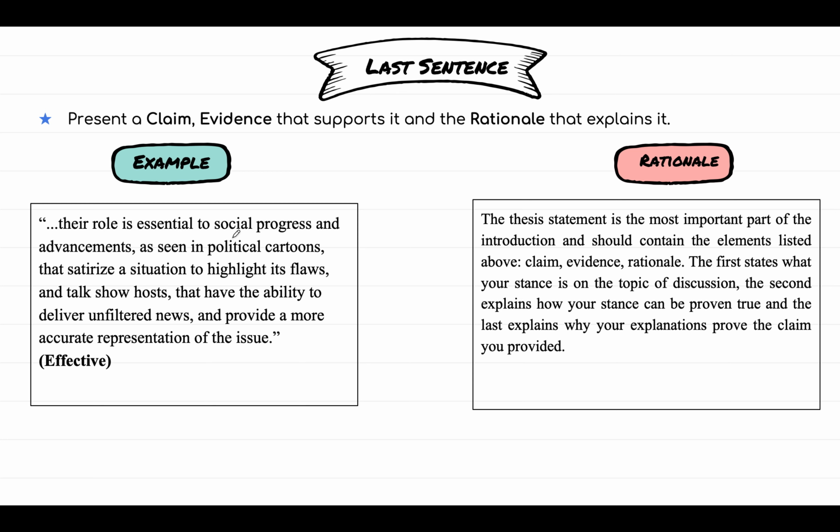Okay, that's the claim. Right. Why or how? Well, I'm going to say it in political cartoons. All right, I guess you're going to tell me examples and the bodies. And what else? Talk show hosts. Okay, that's the how. And why is it that political cartoons and talk show hosts? Well, the political cartoons satirize the situation to highlight its flaws. Okay, how about talk show hosts? Well, they have the ability to deliver unfiltered news and provide a more accurate representation of the issue. Oh, okay. All right, cool.